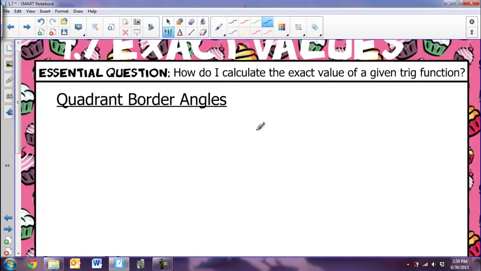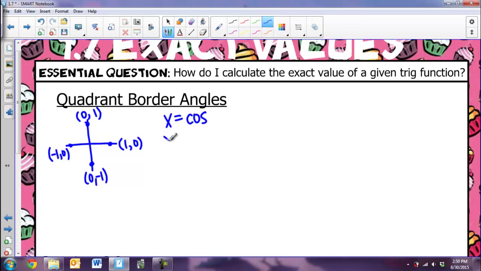Quadrant border angles. So when I'm thinking about those angles, there's a couple ways we could do it. The first thing that you think about is when you have these coordinates out here. If I have a unit circle, this coordinate would be x is 1, y is 0. This one would be 0 for the x, 1 for the y. This one would be -1, 0, and this one would be 0, -1. If you remember, we said that the x-coordinate is cosine, the y-coordinate is sine, and then to take tangent, we find the y over the x.